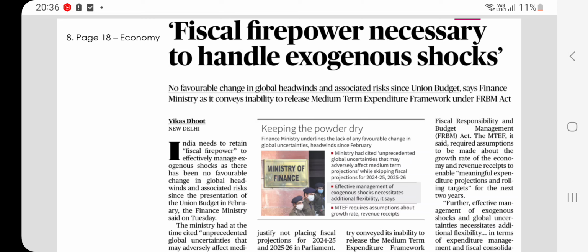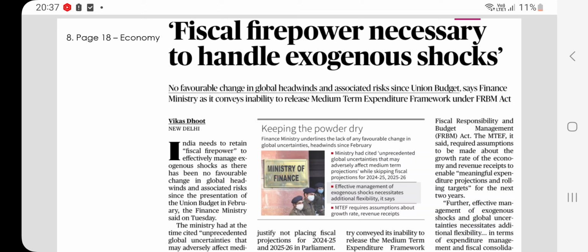Keeping the powder dry, the finance ministry underlines the lack of any favorable change in the global uncertainties and headwinds since February. The ministry had cited unprecedented global uncertainties that may adversely affect the medium-term projections, while skipping fiscal projection for 2024-25 to 2025-26. The effective management of exogenous shocks necessitates additional flexibility, it says. MTEF requires assumptions about the growth rate and revenue receipts.